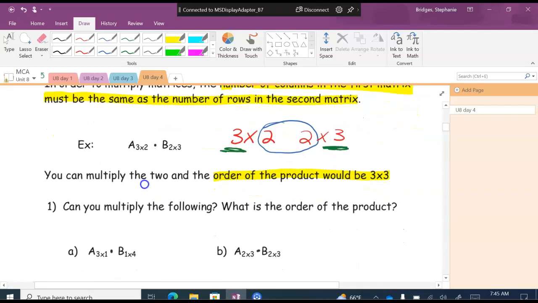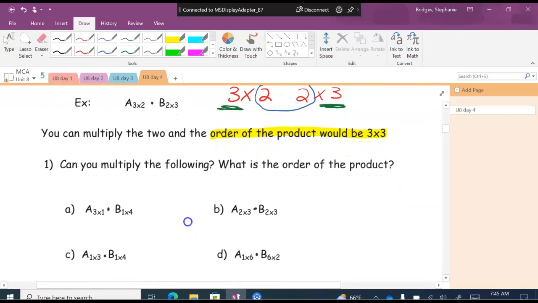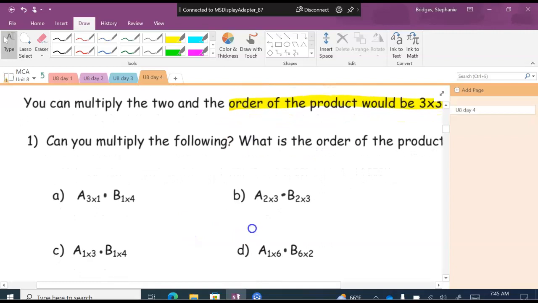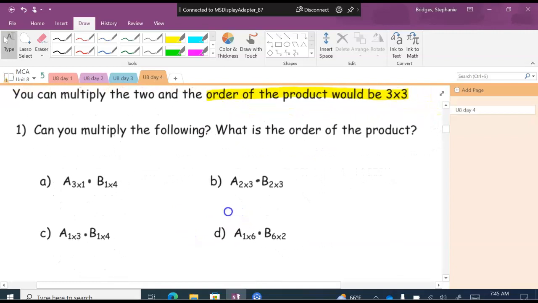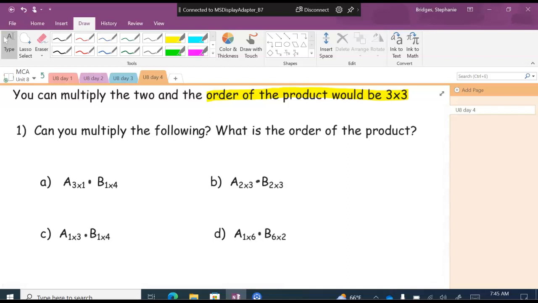So what I want for you to do is tell me with those 4 right there, can we multiply them? And if so, what size is your answer going to be? They are giving you A and B. They tell you the size as the subscript. So I want to know, can you multiply it? Yes or no? And then what size is your answer going to be? So take a second.